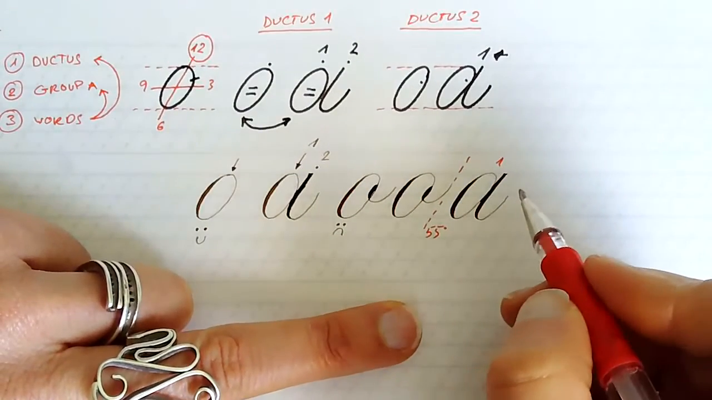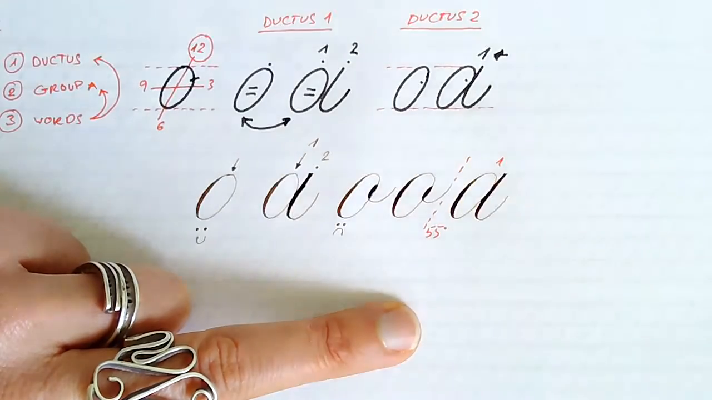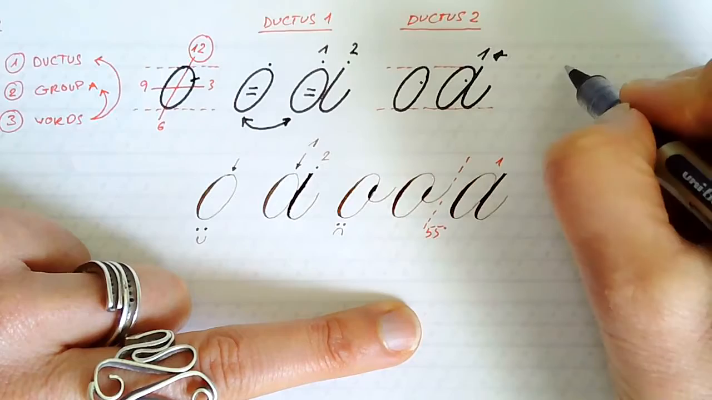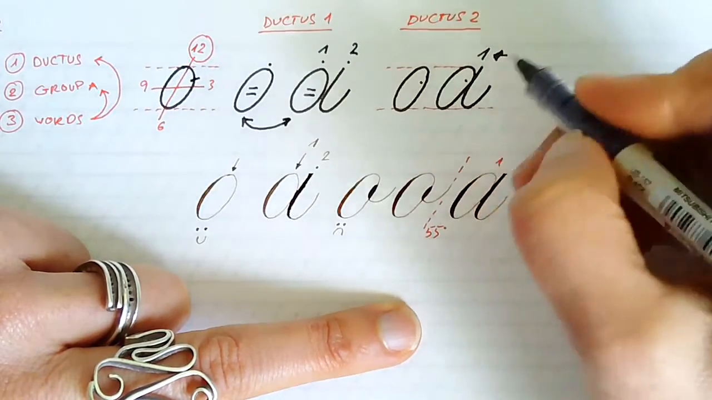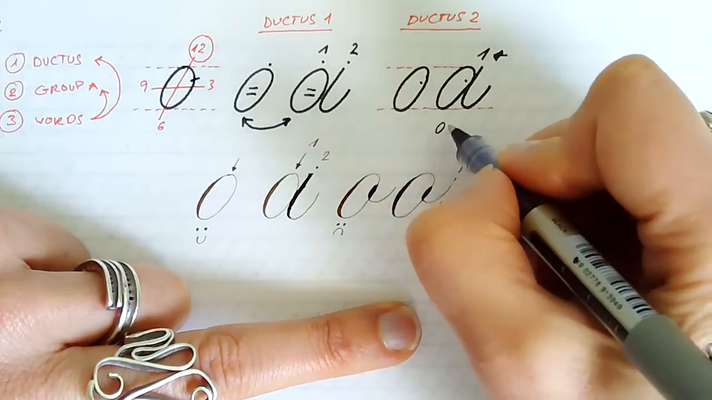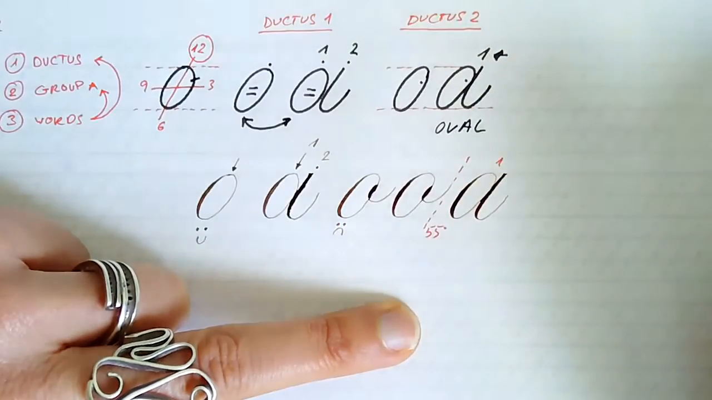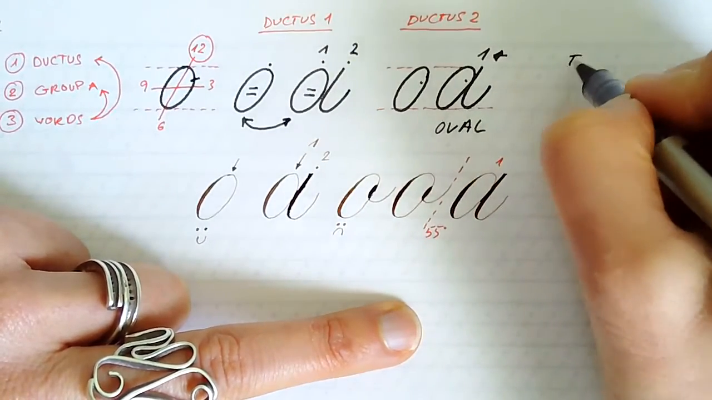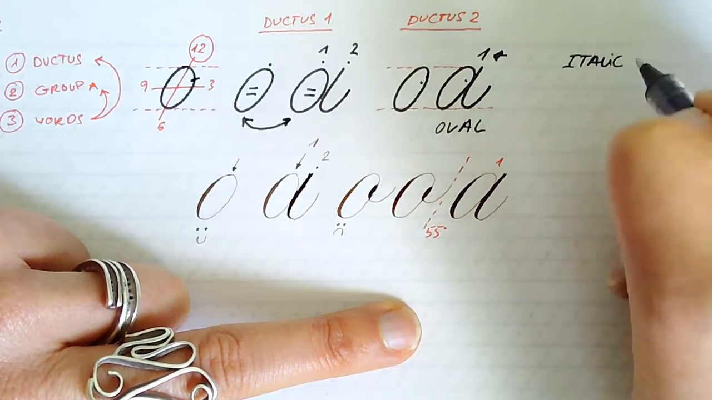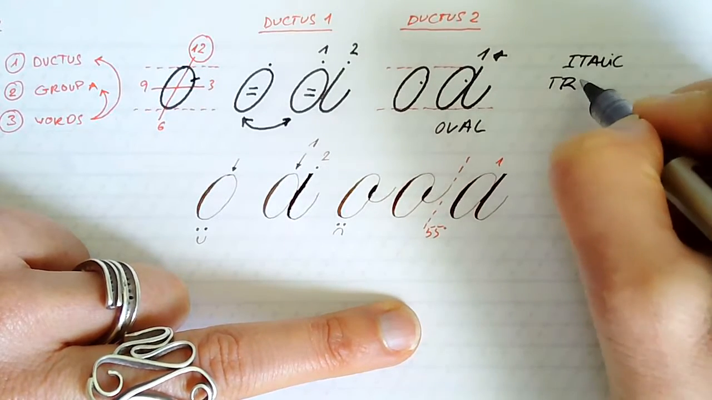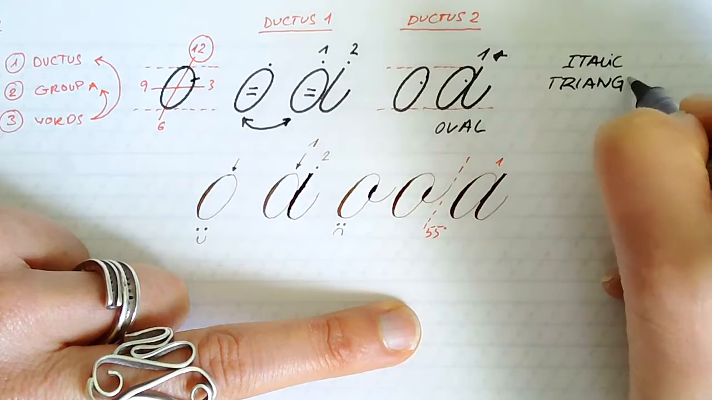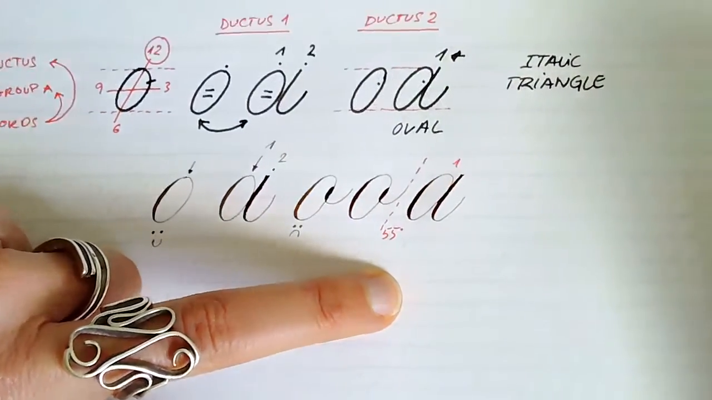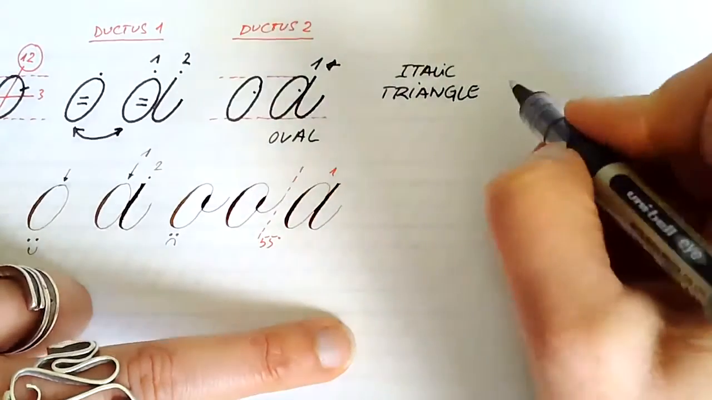So in Italic calligraphy, the group of the A's, the A's are very different because in here for copperplate, we have an oval shape, but for Italic, we have something that looks more like a triangle. So if we are looking at Italic, it's something a lot more similar to a triangle than an oval shape. So in Italic, we will have something that looks like that.